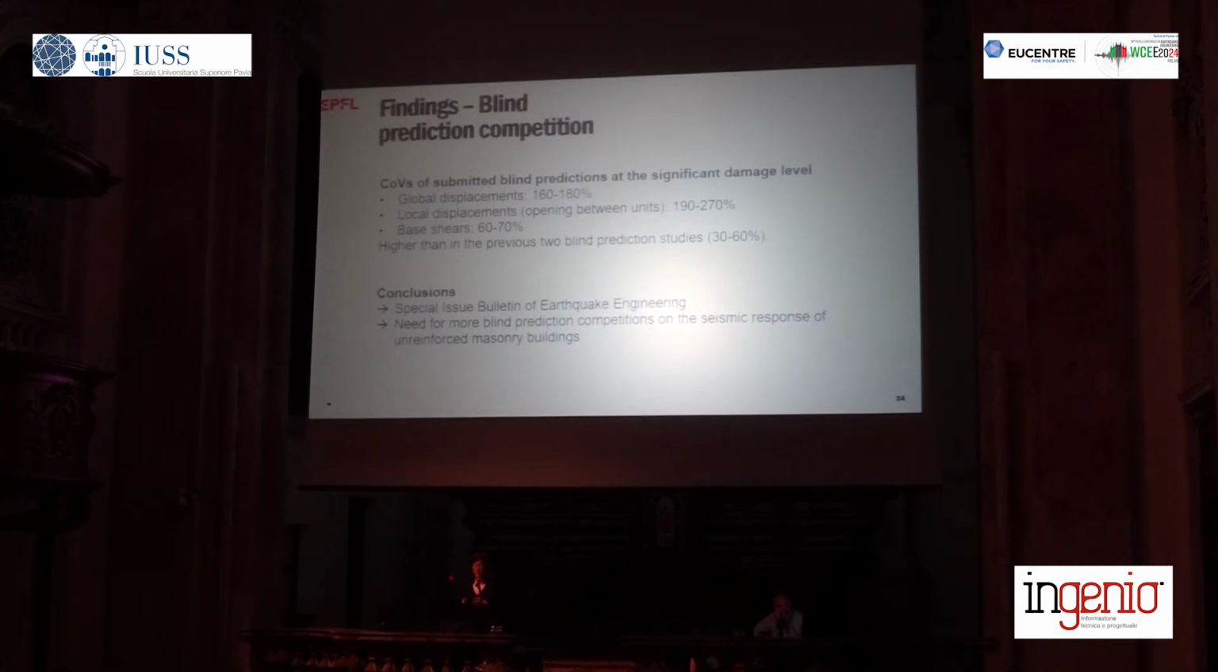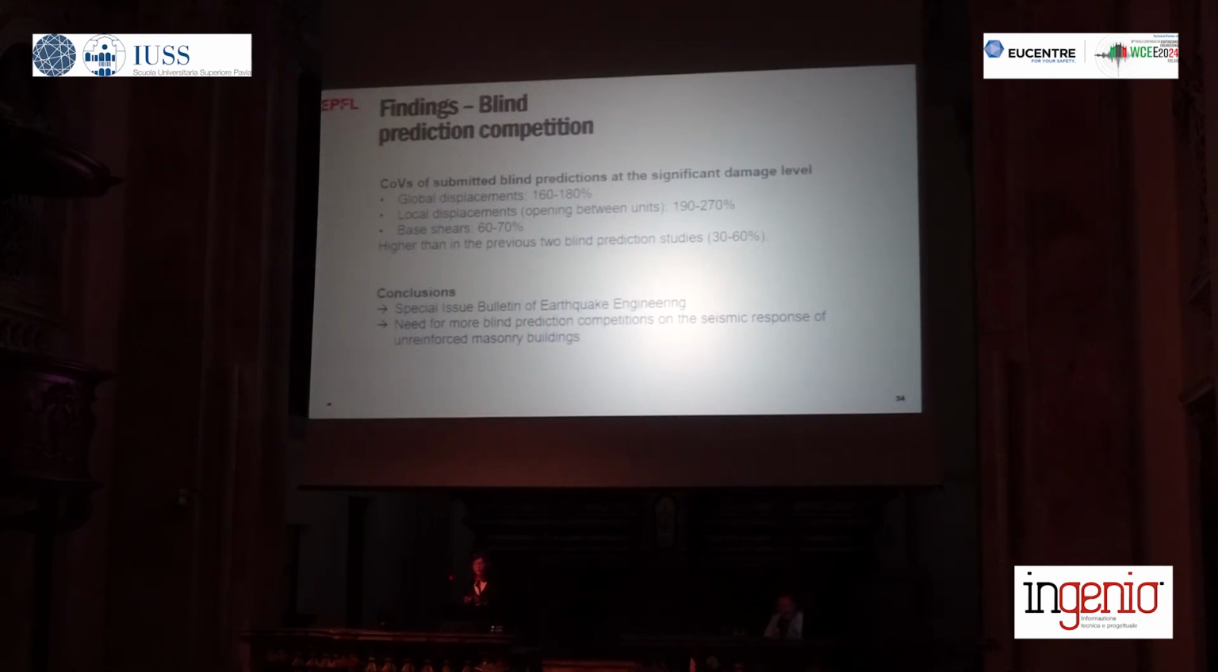One other thing that is, of course, striking is the significant coefficient of variation between the blind predictions that came in at the significant damage level. For the global displacements, we had a coefficient of variation of 160 to 180%, local displacements even higher, base shear a bit lower. This is considerably higher than what was seen in the previous two blind prediction studies. The reason could be that we have a larger variability of modeling approaches used in this blind prediction study here.